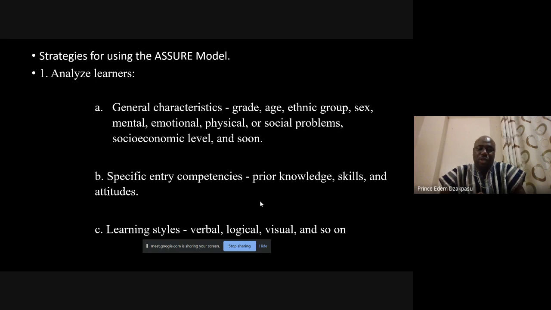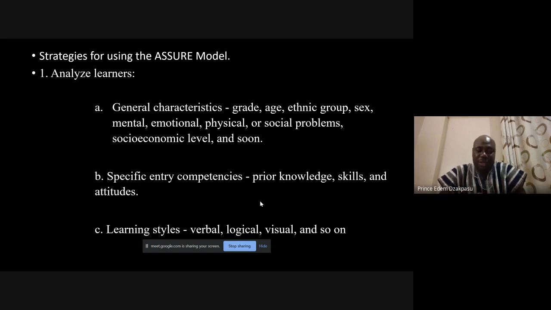Then we may also have specific entry competencies or prior knowledge. There are sometimes when you want to teach a certain lesson, you may want to be sure that the learners you want to present this information to have some prior knowledge that would inure to their benefit, or that can be relied on so that they can understand the lesson. There might be some skill set necessary for certain lessons to be successful. And for that reason, you need to analyze your learners and see whether they are able to meet up with this criteria.